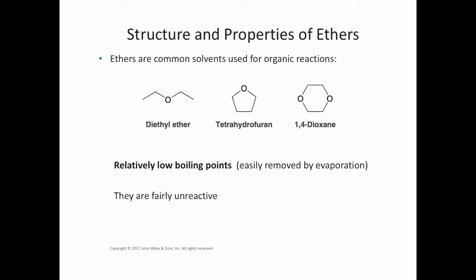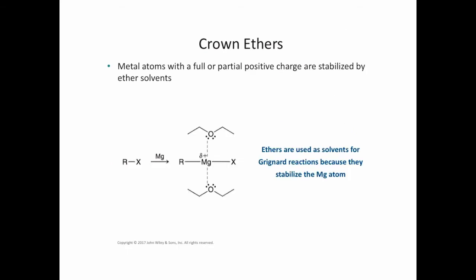Ethers are common solvents used in organic reactions. Diethyl ether is very common, as is tetrahydrofuran and 1,4-dioxane. These have relatively low boiling points, which means they're easy to be removed after the reaction is completed. Also, they're fairly unreactive, so they won't competitively react with your compounds. Ethers can stabilize metal atoms with a full or partial positive charge, and for this reason, ethers are often used as solvents for Grignard reactions because they stabilize the partially positive magnesium atom in the Grignard.